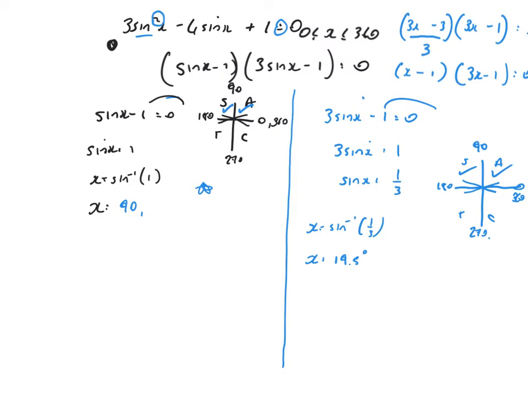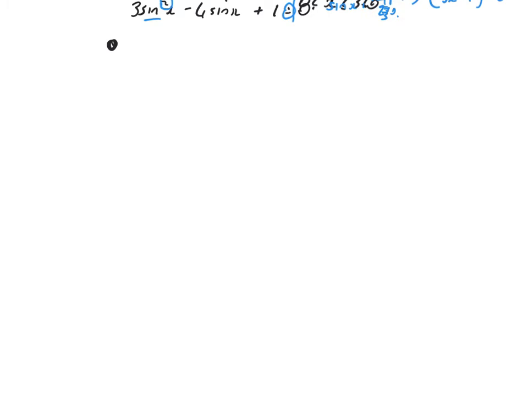Okay, in the sine quadrant there's going to be 180 take away that, so 180 take away 19.5, and that's going to give 160.5 degrees. Okay, final move, let's put everything in numerical order. X equals 19.5 degrees, 90 degrees, 160.5 degrees, final answer. Okay, let's go to question 2.